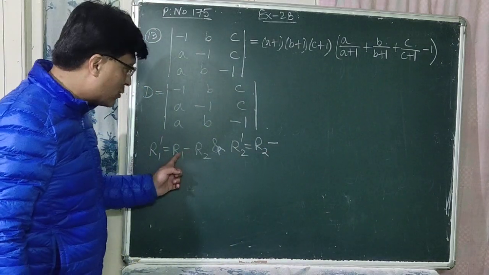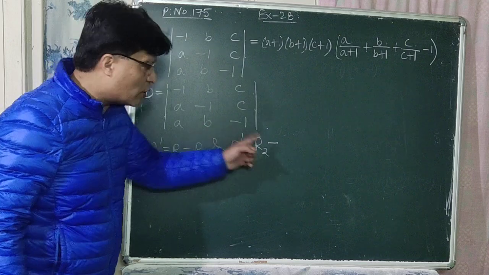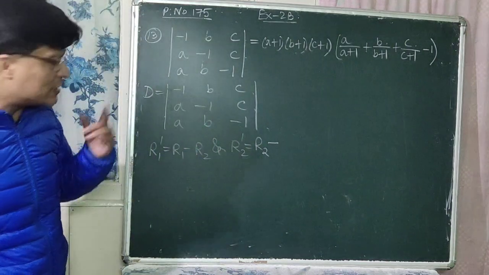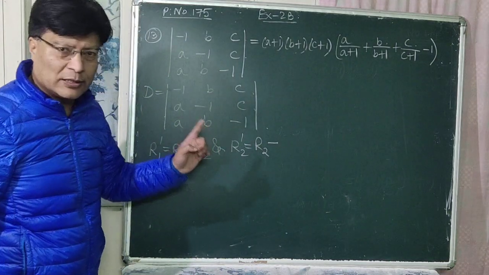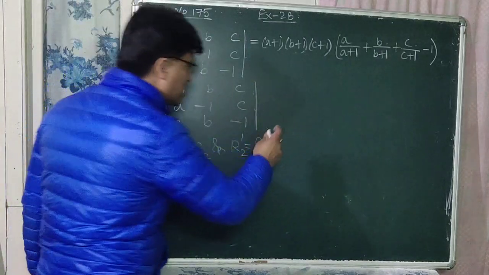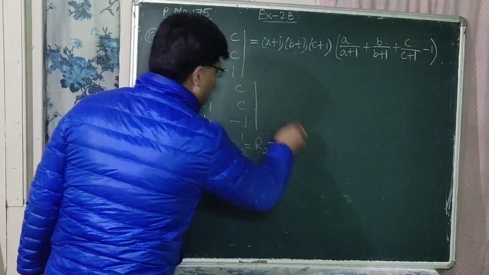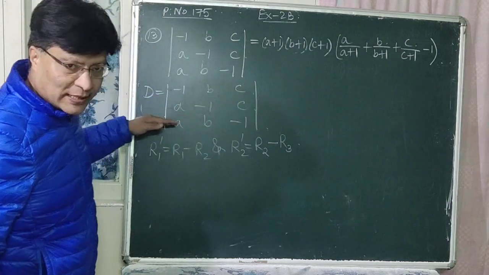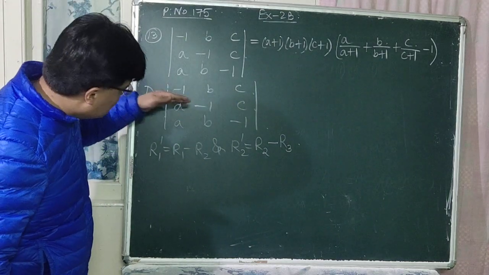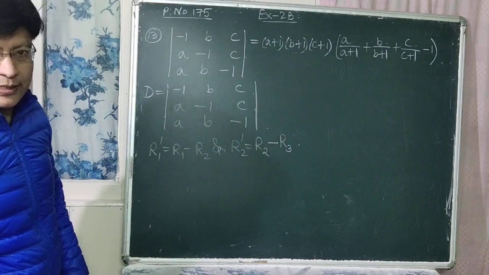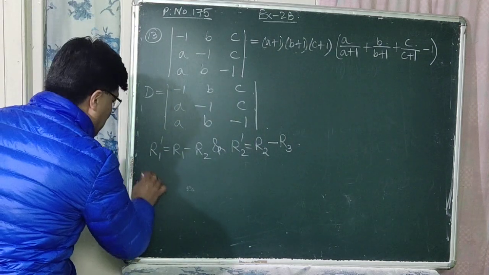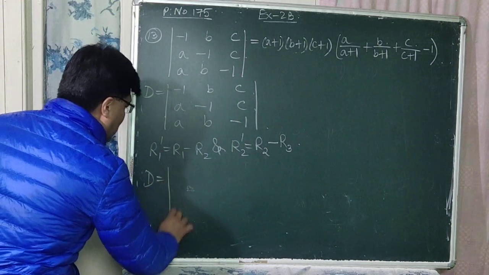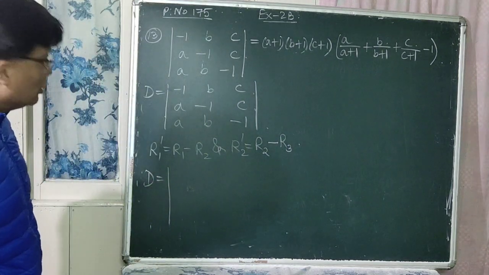Then what do we write? You cannot write R1. R1 is not repeated here. You can't repeat R1 here. So what will you write here? R2 minus next row, that is R3. R2 minus R3. That is, this R2 is changing. How does it change? It is R2 minus R3. Is that clear?